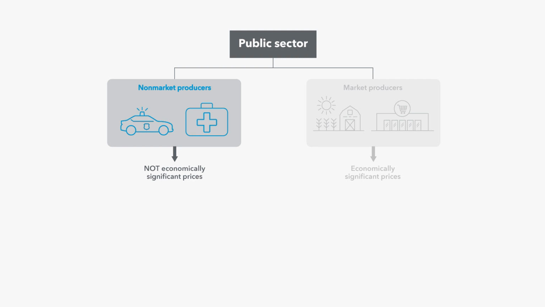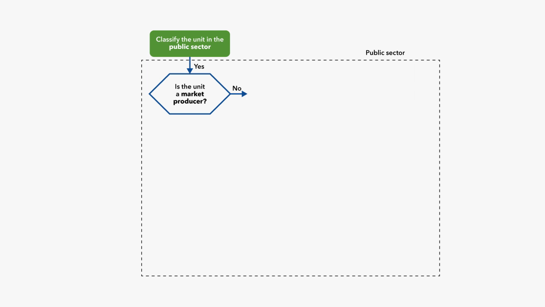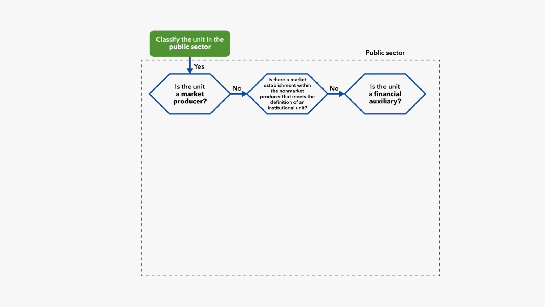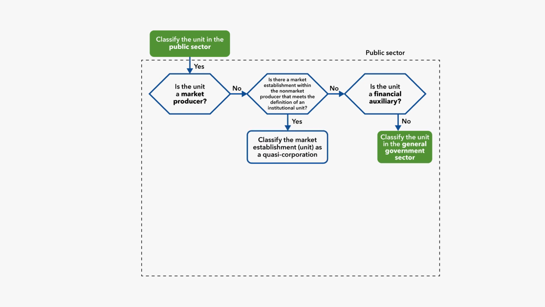general government sector. First, can we identify a market establishment within the unit that satisfies the criteria to be an institutional unit? Second, if not, we ask if the unit is a financial auxiliary. If it is not a financial auxiliary, then the unit is part of the general government sector. If we can identify a market establishment that is a separate institutional unit, we classify that market establishment as part of the public corporations sector.